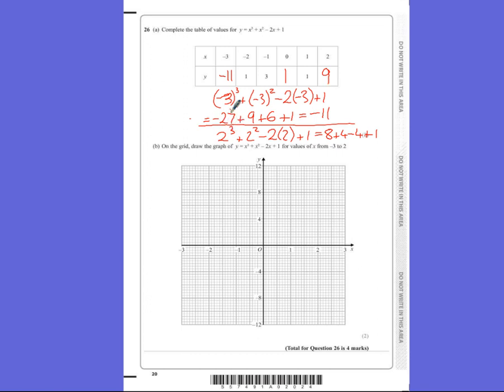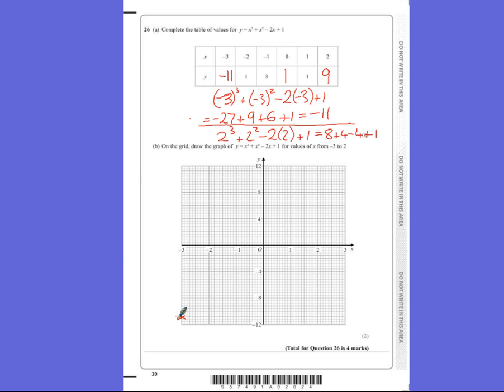So we need to draw this now on our grid, and we've got to be really careful here, because the axes go 2 big squares across for 1 on here, and 1 square is 4 on here. So we've got to be really careful with where we're putting these. So the first one is at minus 3, minus 11. So we go to x is minus 3, and down to minus 11. So 8 is there, 10 will be there, 12 is there, so 11 is just there. So negative 11 will be just there.